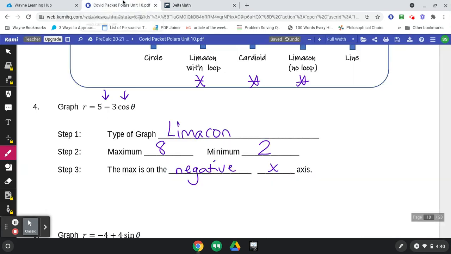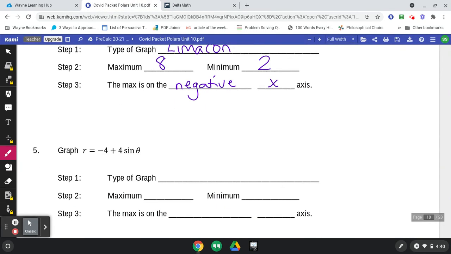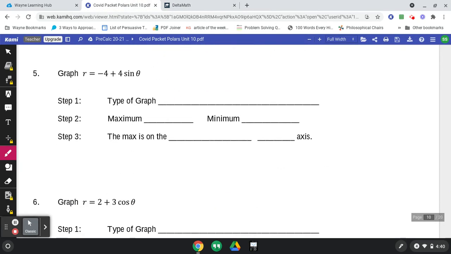All right, let's switch back to our paper. We're going to look at example number 5. Graph r equals negative 4 plus 4 sine. I've got a 4 and a 4, which means these are the same, which means this is a cardioid.